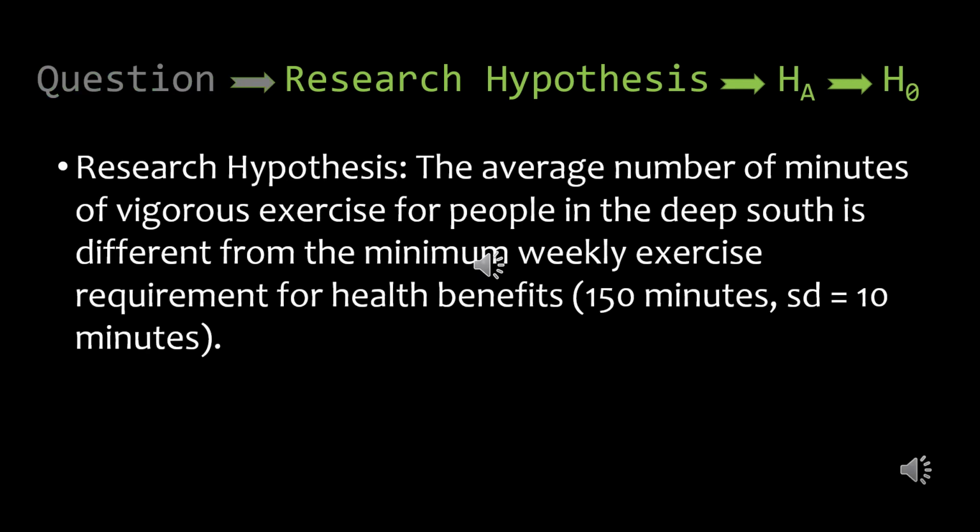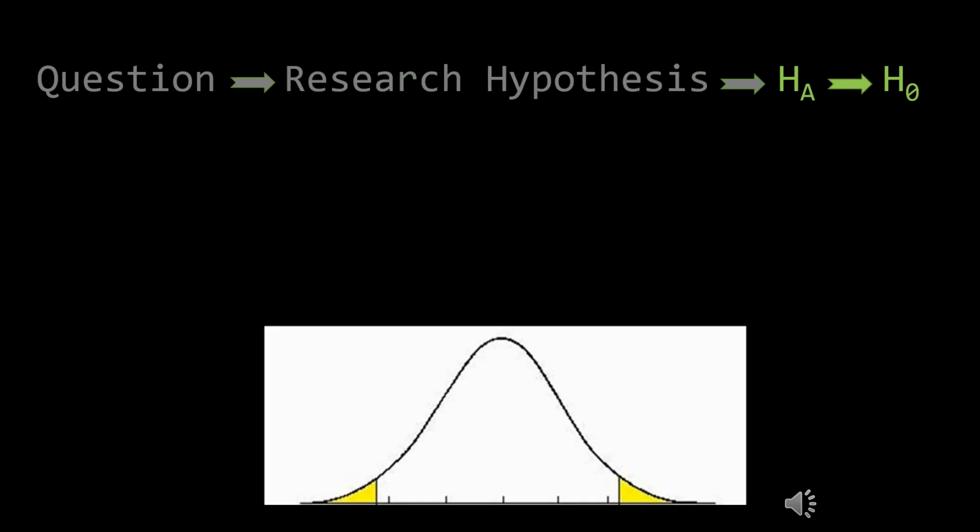And we turned that research question into a research hypothesis. Our hypothesis is that the average number of minutes of vigorous exercise for people in the Deep South is different from the minimum weekly number of minutes of exercise that are required for health benefits.